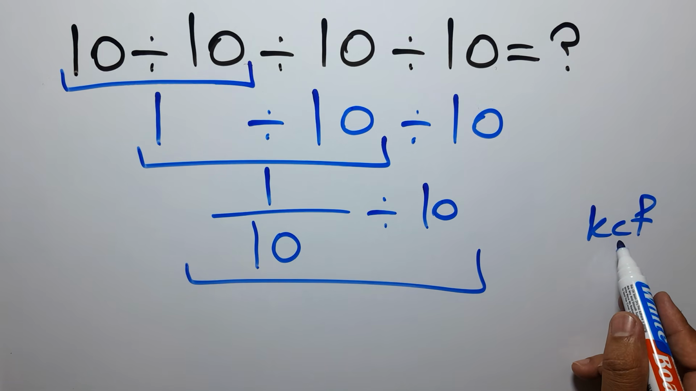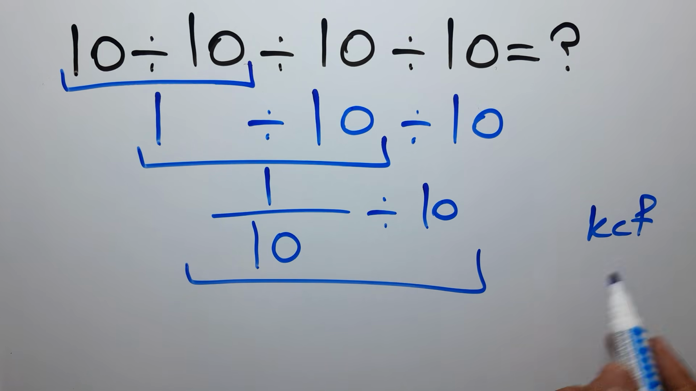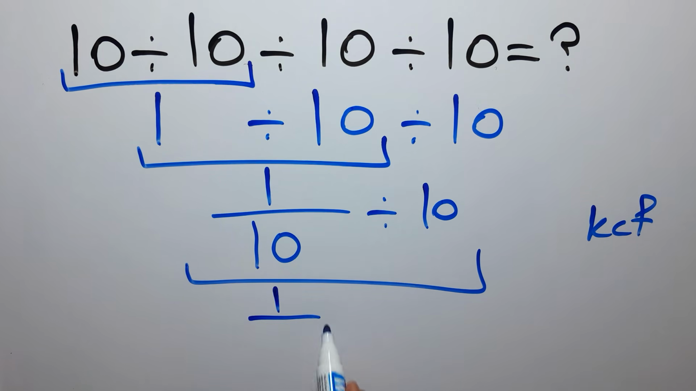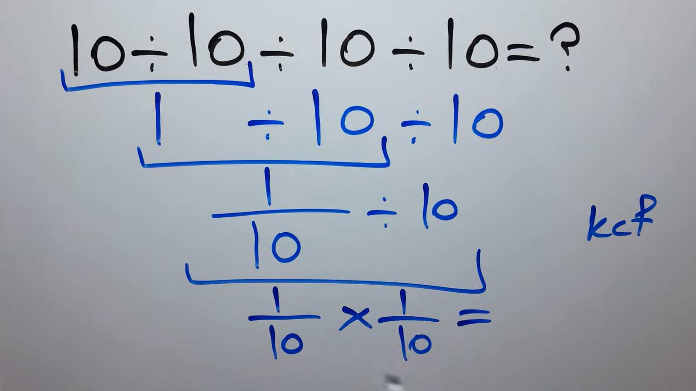K stands for keep, C stands for change, and F stands for flip. We can write keep the first fraction, change division to multiplication, and flip the second fraction. So we have 1 over 10 times 1 over 10, which equals 1 times 1 gives us 1.